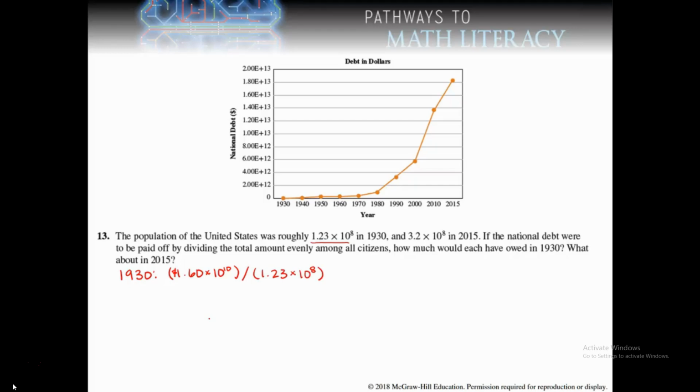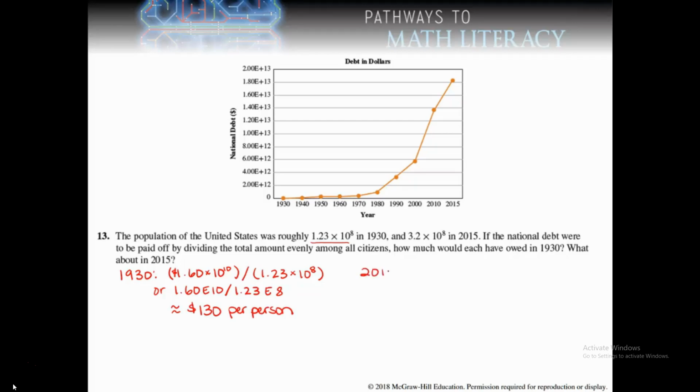And when you enter this in your calculator, if you use the times notation, do be very careful that you have parentheses around both of your values. If you want to, you can use the scientific notation button on your calculator, which would put a capital E in there instead. You'd have 1.60E10 divided by 1.23E8. Both of these should give you the same result of about $130 per person.